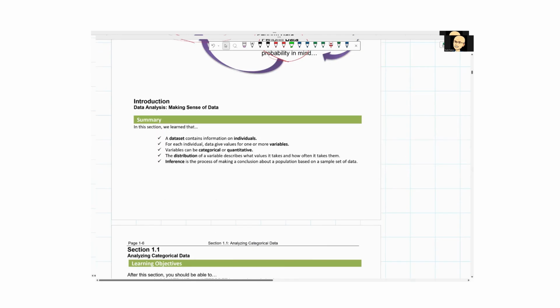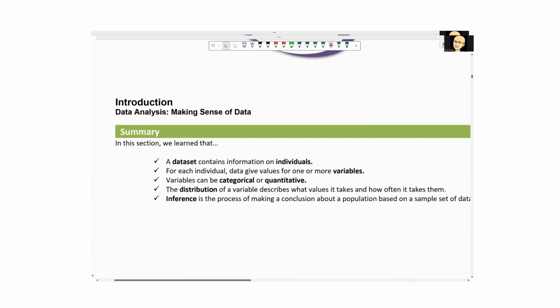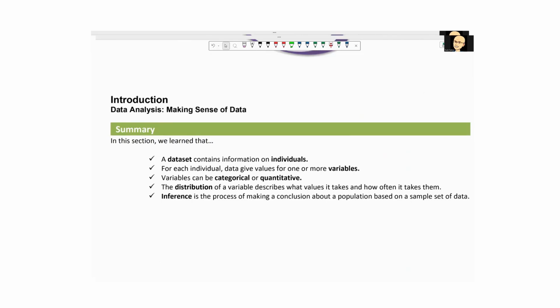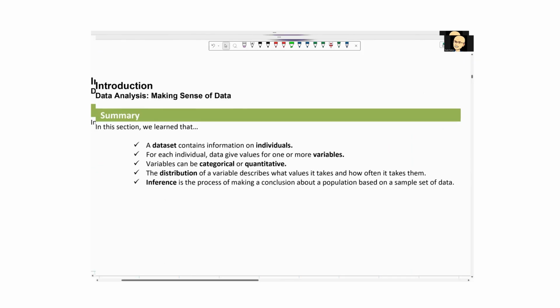So we have looked at the idea that a data set contains individuals, that for each individual, you measure those individuals based on one or more variables. Variables can be either categorical or quantitative, and the distribution of a variable tells us what values it takes on and how often it takes on those values. And then, again, second semester, we'll be looking at, well, does this give us insight about what's going on at the population level?